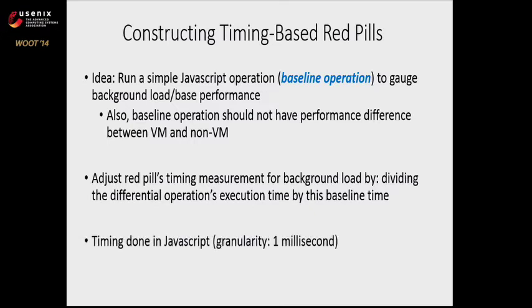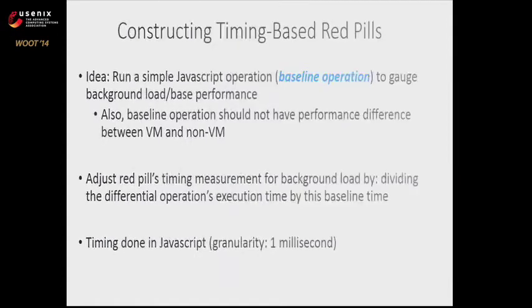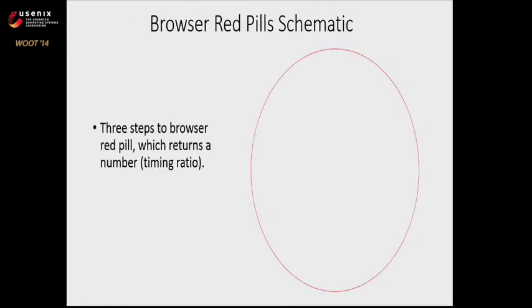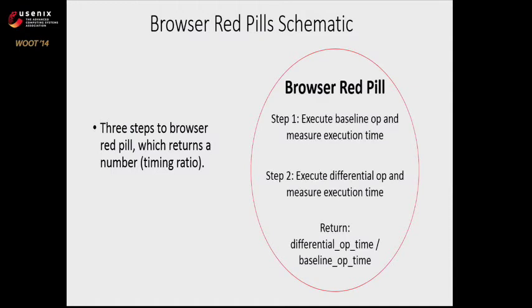And I should note that I'm talking about measuring execution time. Because these are JavaScript red pills, we measure our timing in JavaScript, and this has a granularity of 1 millisecond. So now the complete browser red pill has 3 steps. And remember, this returns a number, which is a timing ratio. We first execute our baseline operation and measure its execution time. And afterwards, we execute our differential operation and measure its execution time. And we return the final ratio.